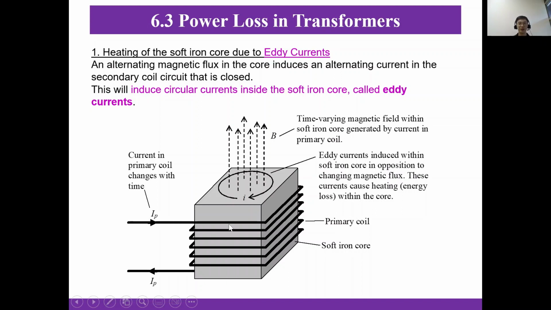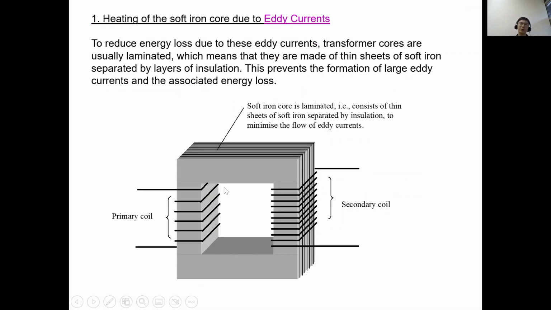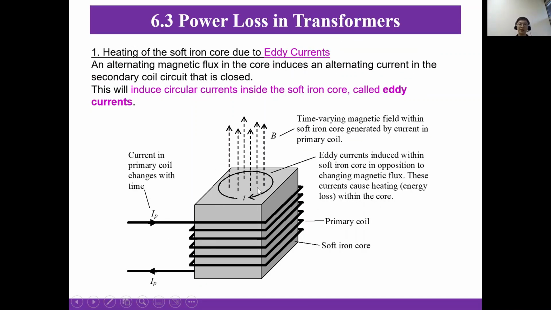Here the current is going clockwise, which is creating a B field upwards. Let's say this current is increasing. This increase in B field therefore induces a current, using Faraday's law and Lenz's law, in the clockwise direction to counter this B.